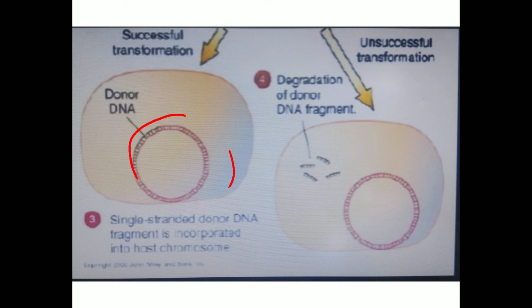Sometimes, once the DNA enters inside the bacterial cell, then instead of being incorporated into the bacterial chromosome, the donor DNA breaks up into small pieces. When the donor DNA fragment breaks up into small pieces or small fragments, it is called an unsuccessful transformation. There is no deposition of the single stranded donor DNA into the bacterial chromosome. When such a condition occurs, it is called unsuccessful transformation.